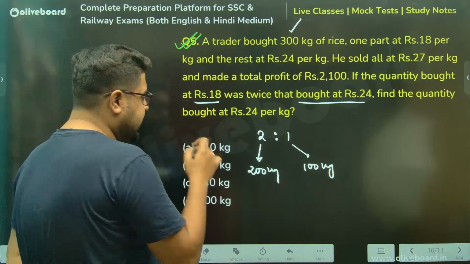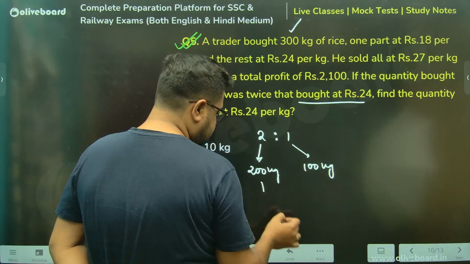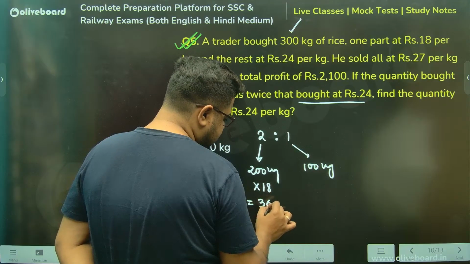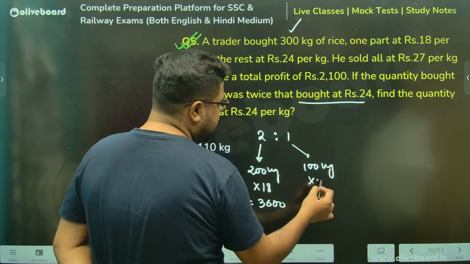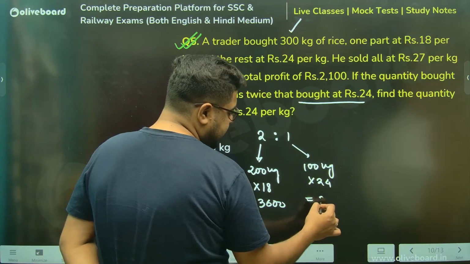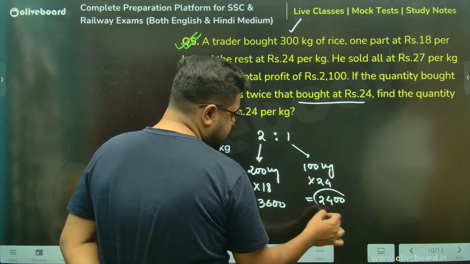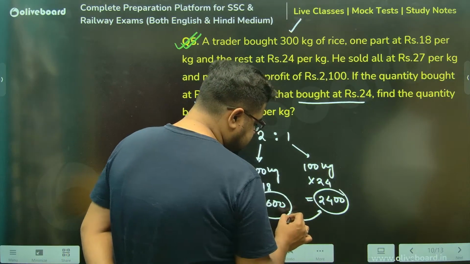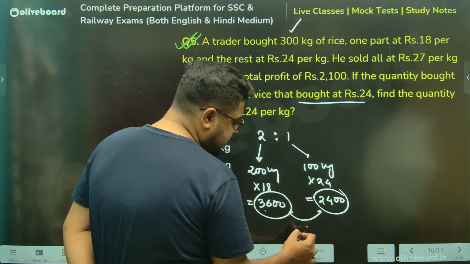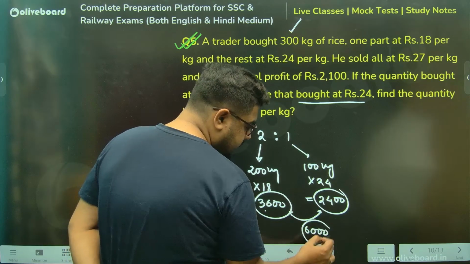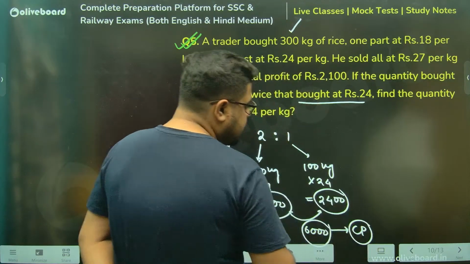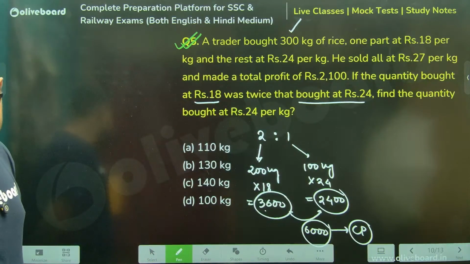Now, this 200 kg he has bought for 18 rupees a kg, so this is 3600 rupees. And this one he has bought for 24 rupees a kg, 2400 rupees. So total CP will be 3,600 plus 2,400, 6,000 rupees. This is your CP. Done, everyone?